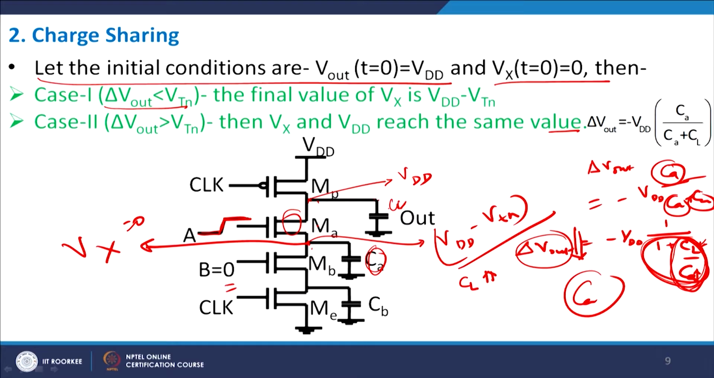The reason is that with increasing value of CL, more and more charge will be accumulated here, whereas when you increase the value of CA, the more distribution will take place and your del V out will actually become larger and larger, right. This is known as charge sharing.